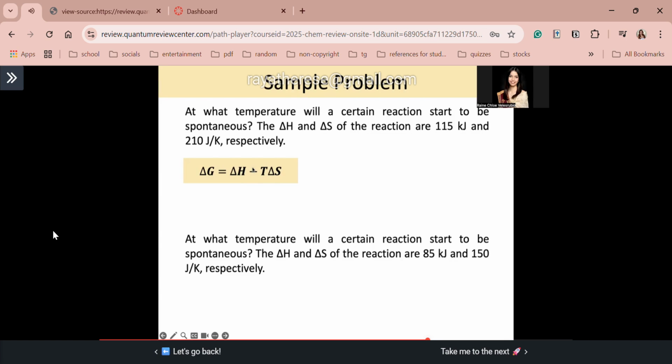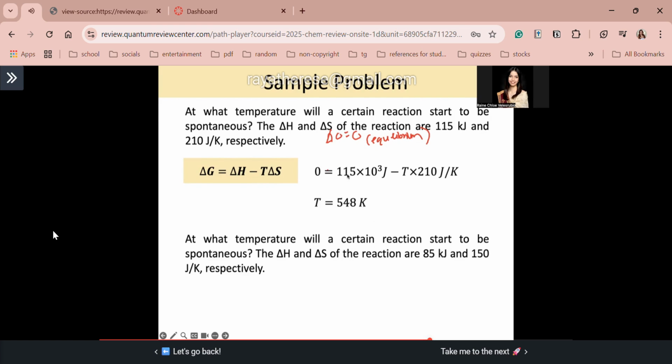When delta G is what? Syempre, dapat less than 0. Again, delta G is less than 0. So, at delta G equal to 0, guys, equilibrium na, di ba? Now, when we get to delta G less than 0, then the reaction will be spontaneous. So, let's solve. Let's assign delta G as equal to 0.